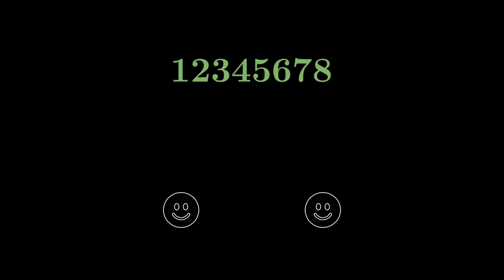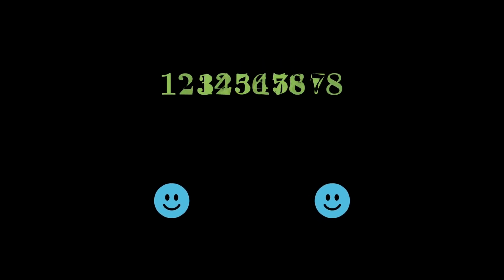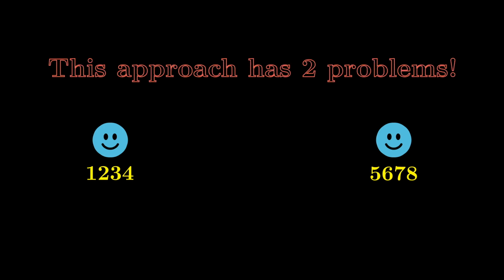Let's imagine we have an 8-digit password that you want to distribute between you and your friend. You could just split the password in half so that none of you have the complete password and only you both can figure out the complete password. This naive approach seems like a reasonable solution, but there are two problems here.